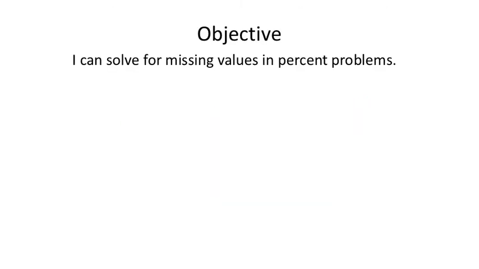There's our objective. I can solve for missing values in percent problems, which hopefully we now understand how to do, and also how to set up those percent proportions, which we then solve. So you have 4 methods. We've gone over 2 in previous lessons. Today we focused on cross multiplication and the fish method. So hopefully one of those really works well for you.